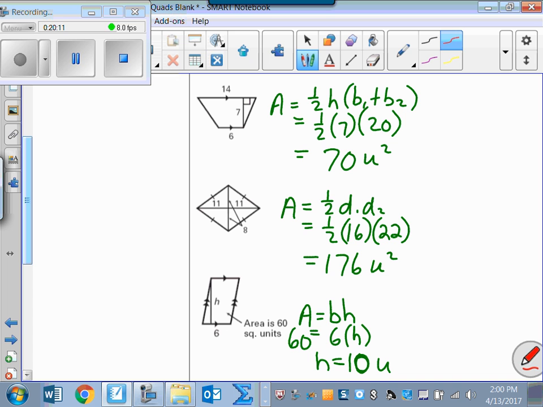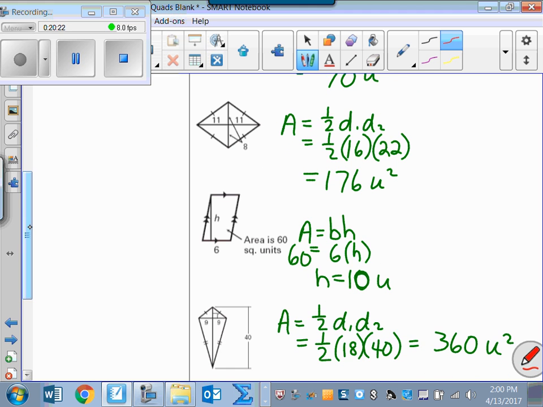Area of a trapezoid, 1/2 the height times the sum of the bases. The height is 7. Sum of the bases is 14 plus 6, 20. So I got 70 there. This is not a kite, it's a rhombus because all the sides are congruent. 1/2 D1 D2. So the lengths of the diagonals are 22 and 16.